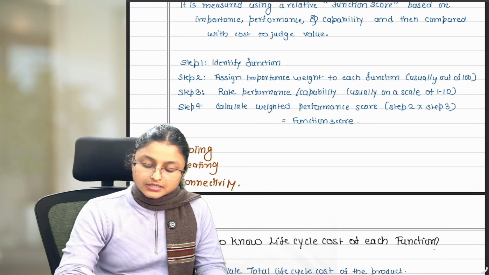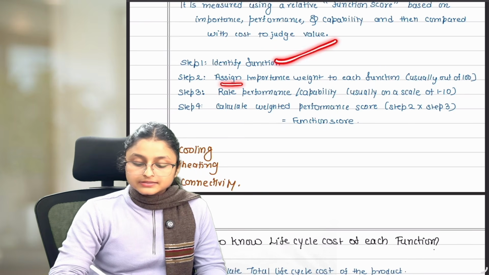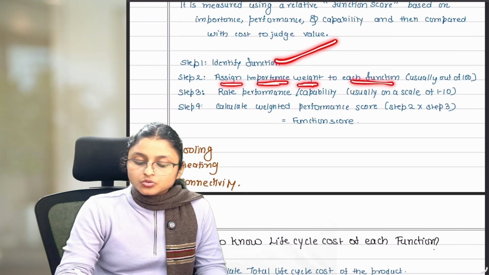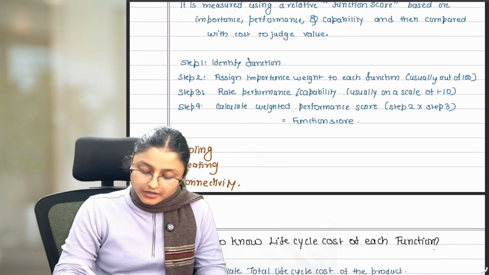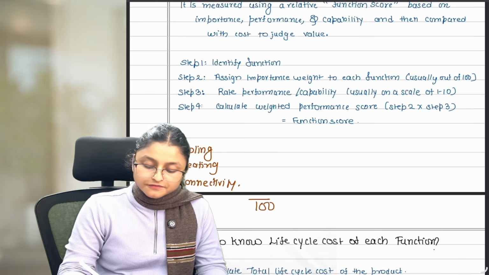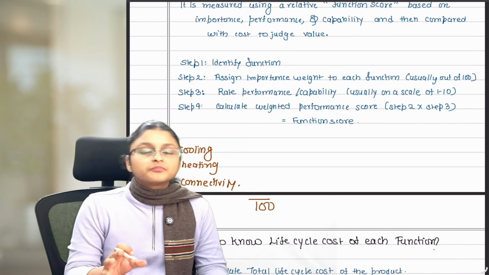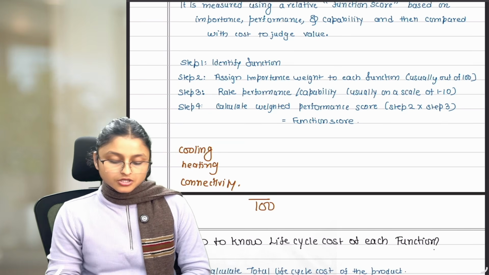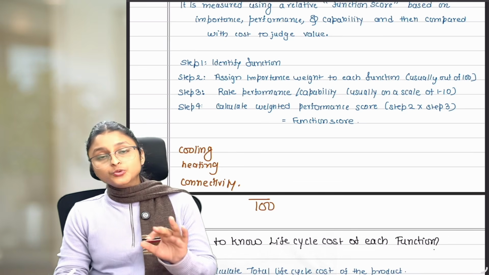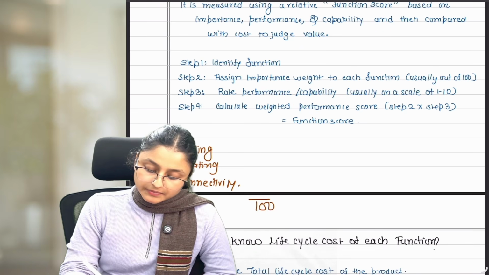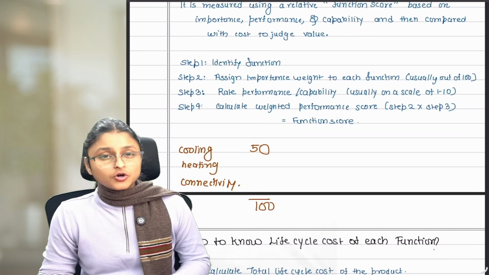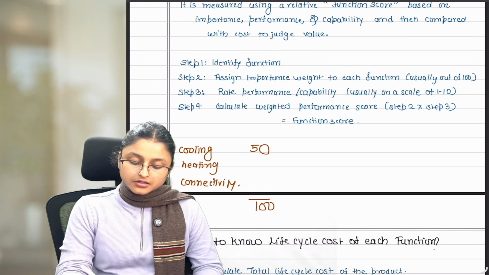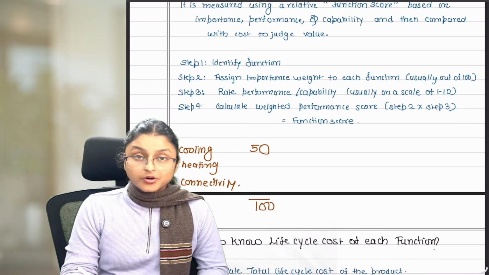Now after this, after finding all the functions, assign an importance weight to each function, usually out of 100. So out of 100, I will assign every function weights on the basis of importance. So let's say for AC, cooling is the most important thing. So I'm assigning it 50 points. If I talk about heating, that is also required, but it's not as important as cooling.